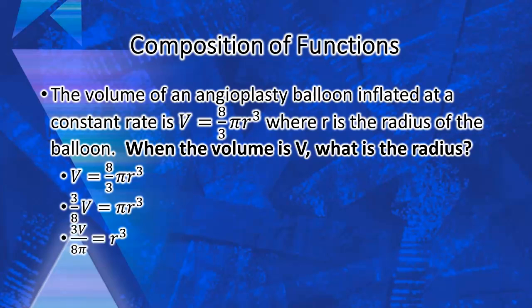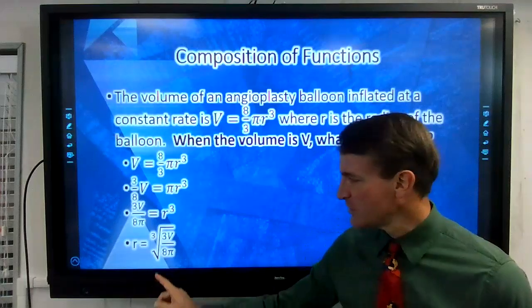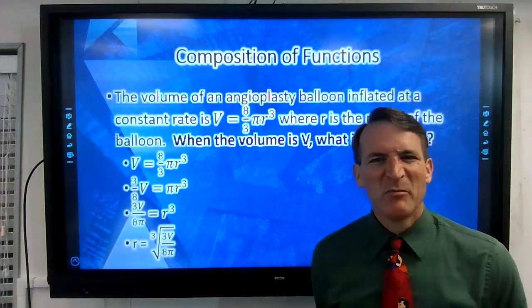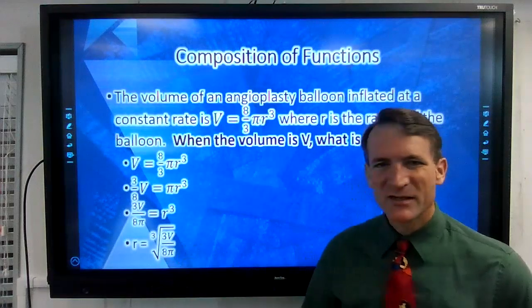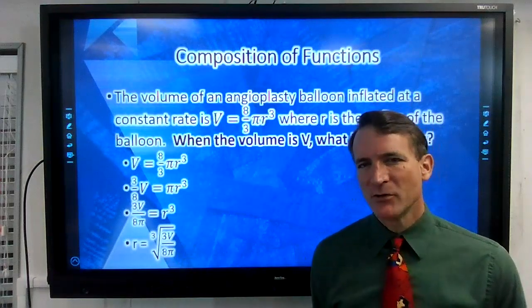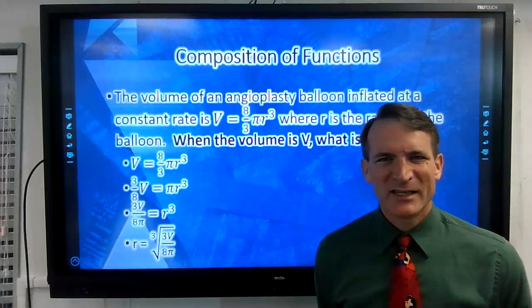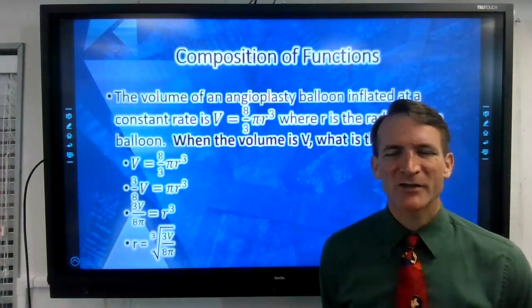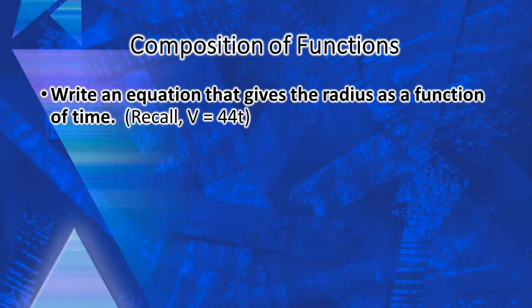When I do that, I get 3v over 8 pi, and then of course we need to take the cubed root of both sides to solve for r, giving me a value of the cubed root of 3v over 8 pi. I know that does simplify down because 8 is a perfect cube, but since we have a fraction inside the radical already, I'm just going to leave it inside the radical to keep things as simple as possible. Let's continue on with the same idea.